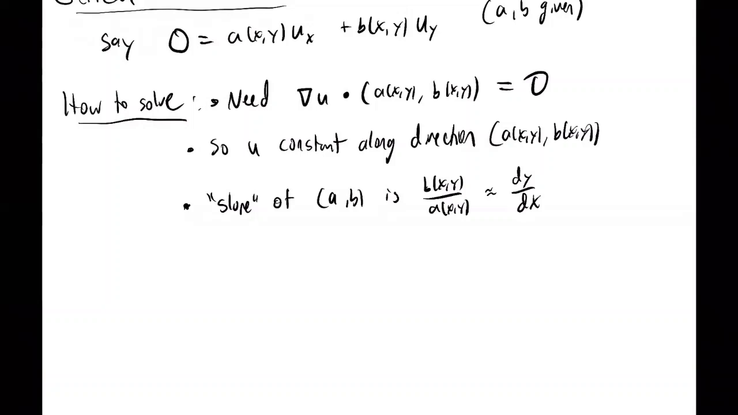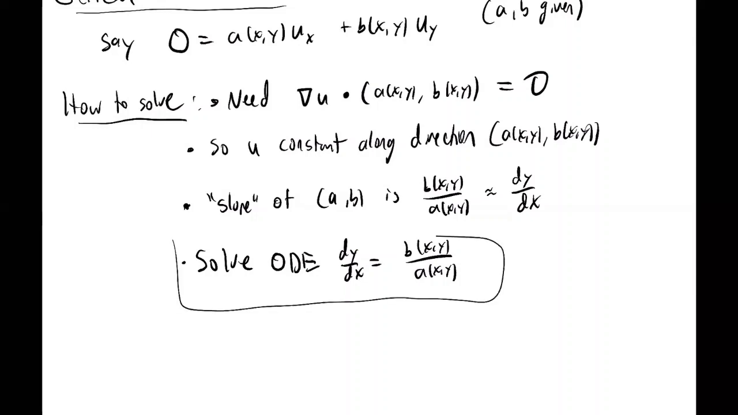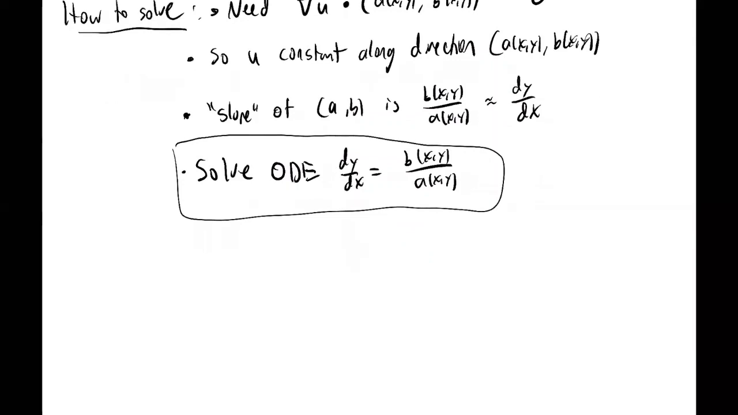And so in order to actually solve for what these curves have to look like, we want to solve an ordinary differential equation, or ODE. dy dx is equal to b over a. Right, so for example, before we had dy dx was 1 over x. In general, it'll be a little bit more complicated. And so assuming you can solve this ordinary differential equation, which could potentially be a challenging problem, but let's assume you can solve it.